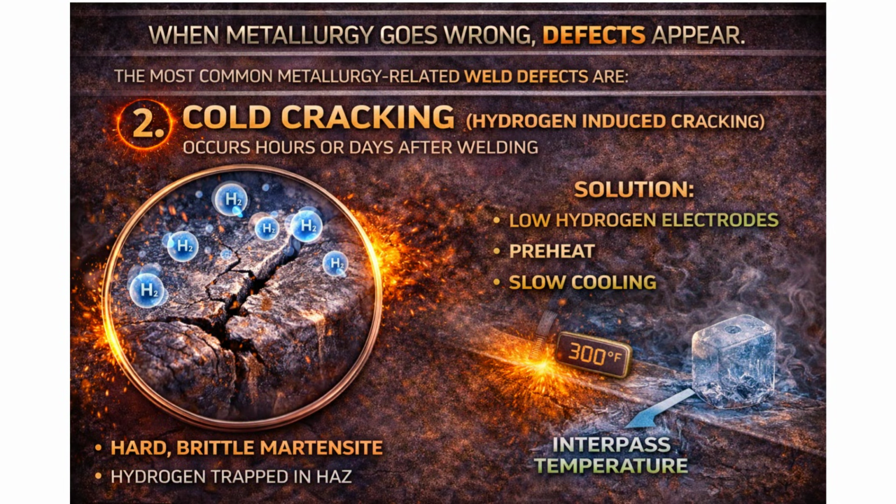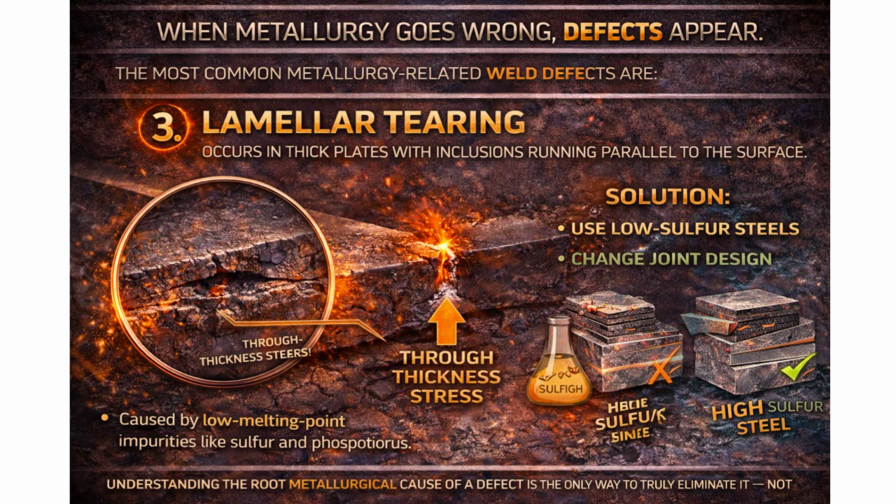Second, cold cracking, or hydrogen-induced cracking, occurs hours or days after welding. Caused by hydrogen trapped in the HAZ combined with a hard martensitic structure. Solution: low hydrogen electrodes, preheat, and slow cooling. Third, lamellar tearing, occurs in thick plates with inclusions running parallel to the surface. The through-thickness stress tears the metal apart. Solution: use low-sulfur steels and change joint design. Understanding the root metallurgical cause of a defect is the only way to truly eliminate it, not just patch it.